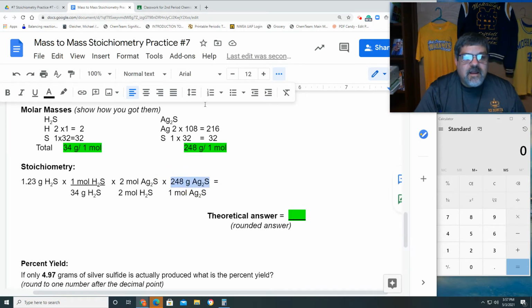We're just going to go ahead and underline this one here, and we'll underline this one here also. And now we can get rid of what units can cancel out. So I have grams of hydrogen sulfide right here, so we're going to get rid of that. And I have the same on bottom, grams of hydrogen sulfide. We'll get rid of that one. I have moles of hydrogen sulfide here and moles of hydrogen sulfide right there, so I can get rid of both of those. I have moles of silver sulfide here and moles of silver sulfide down here, so I can get rid of both of those.